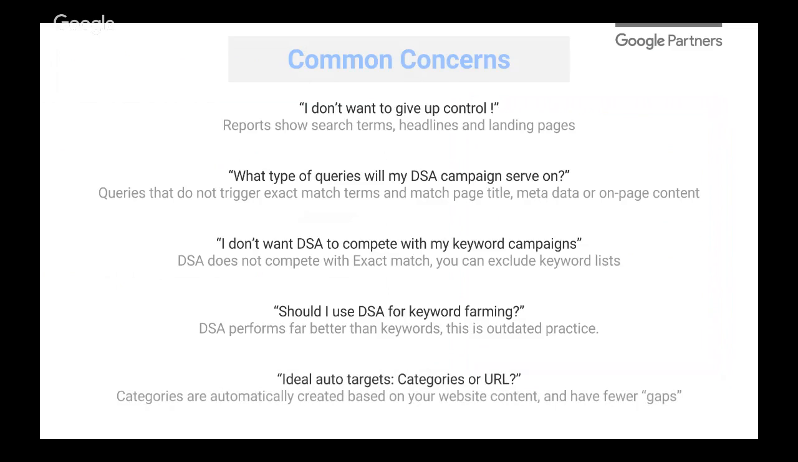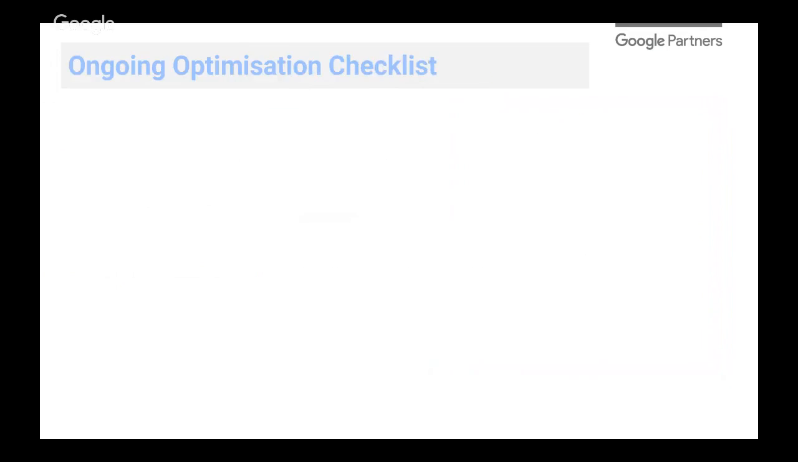Exactly. And the final one, I touched on this a little bit, so I'll take it away: ideal auto targets, categories or URL. Look, categories are the ones we'd advise you to go for. Start broad, narrow in, use Dylan's category reporting, and find that optimal performance there.